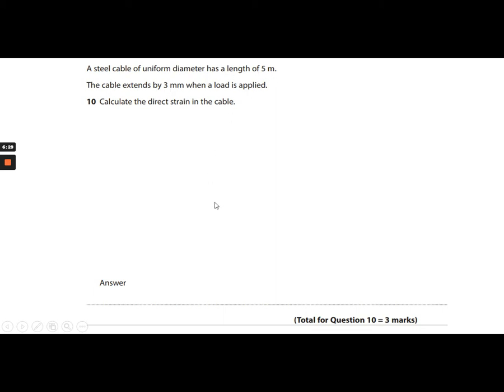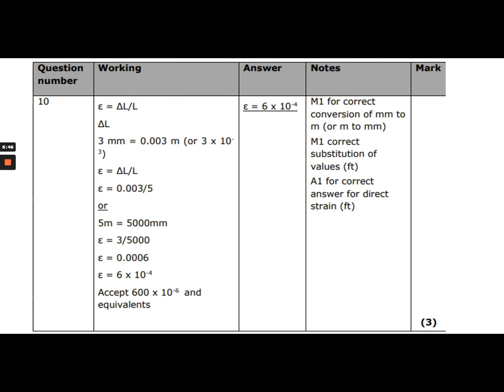Now, for this, you are dividing a length by a length, essentially. You're dividing meters by meters, so meters would cancel out, so there are no units. It's a very rare circumstance, this, but it's essentially a ratio, so there's no units for direct strain. Okay, there's the mark scheme.